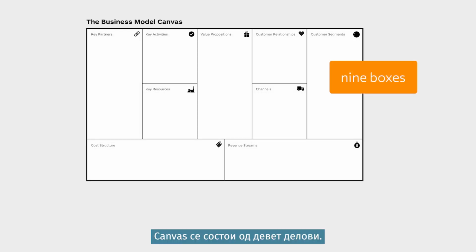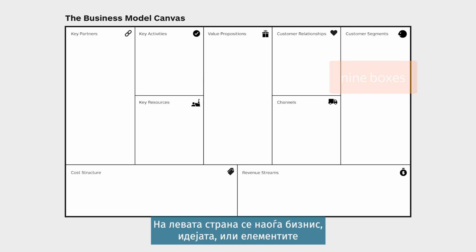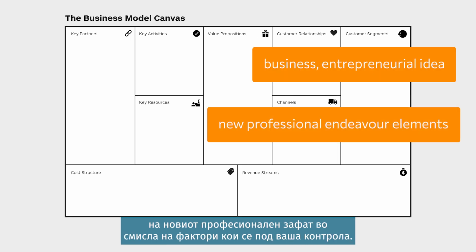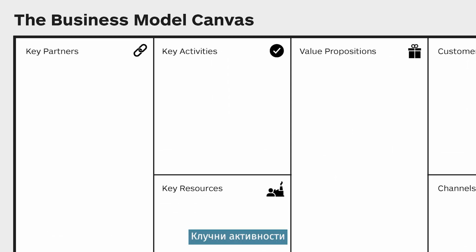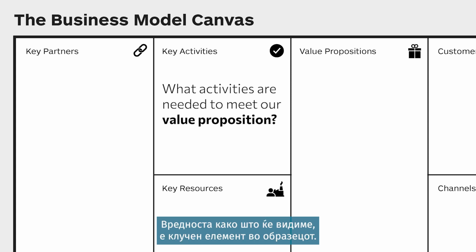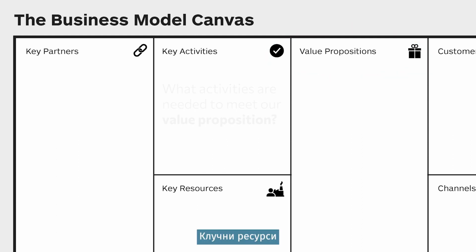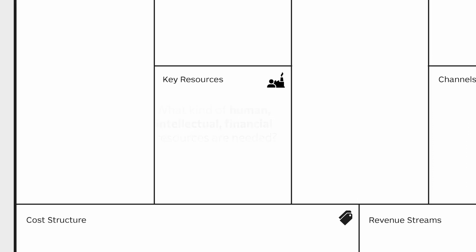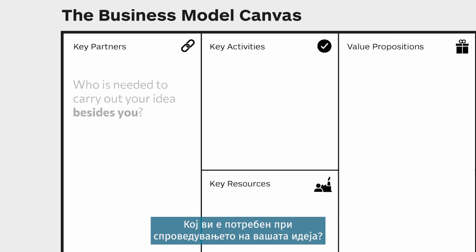BMC contains 9 boxes. On the left side are the business, entrepreneurial idea, or new professional endeavor elements in terms of factors which you can control. Key activities. What activities are needed to meet our value proposition? The value proposition, as we will see, stands in the center of the template. Key resources. What kind of human, intellectual, financial resources are needed? Key partners. Who is needed to carry out your idea besides you?